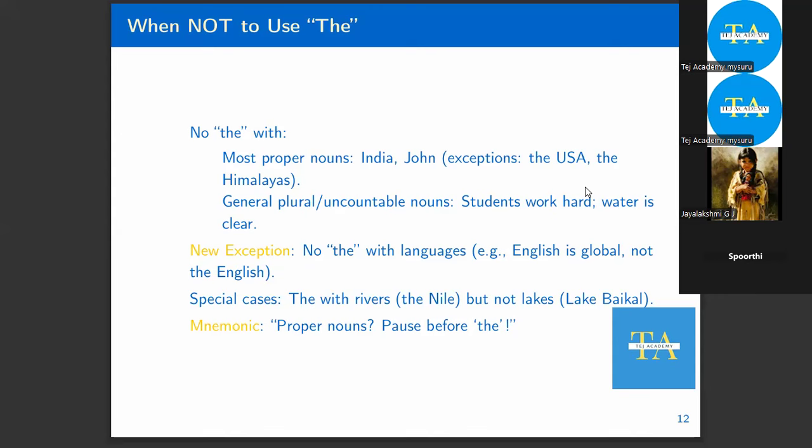And in the example "the Himalayas," we have to focus on its word structure. It is not "the Himalaya," it's Himalayas. It's not Alp, it's Alps. So it's a collective noun. So that's why we can use "the" in front of it.